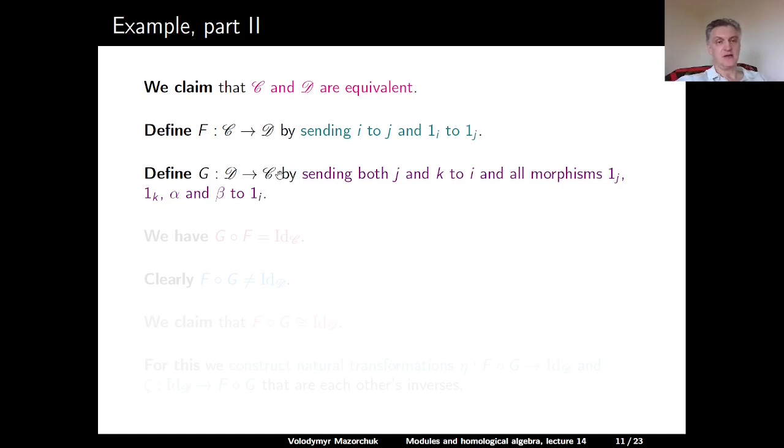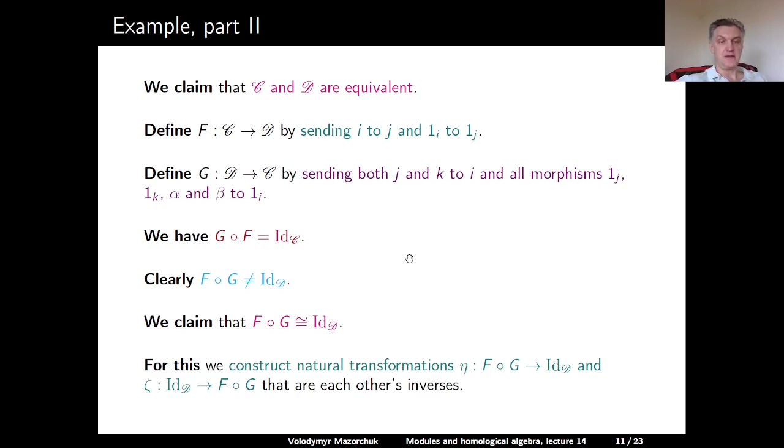It's easy to check that these F and G are indeed functors. Of course, directly from the definition, applying G after F produces the identity on C, simply because there are no other functors on C, just the identity on C. And clearly, F after G is not the identity on D because the objects J and K collapse to the same object J. But we claim that F after G is isomorphic to the identity on D.